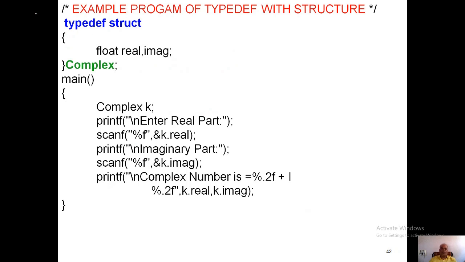Look at this program, a simple typedef program, typedef struct, already named complex. So complex k. Whenever you want to refer to any variable, k dot real, k dot img, etc. Here the data type is float. You need not bother about that. You are referring to this with the new name called complex k. That is the specification.